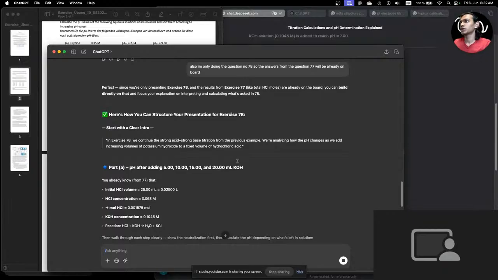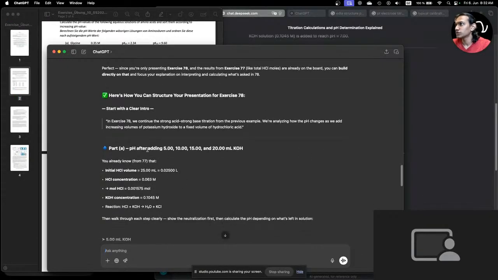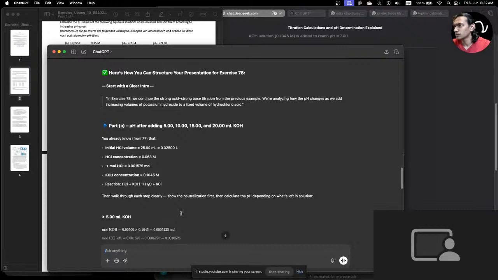In exercise 78, we continue the strong acid-base titration. We can analyze how pH changes as we add increasing volumes of potassium hydroxide to a fixed volume of hydrochloric acid. No, why did you still do this part A? No.